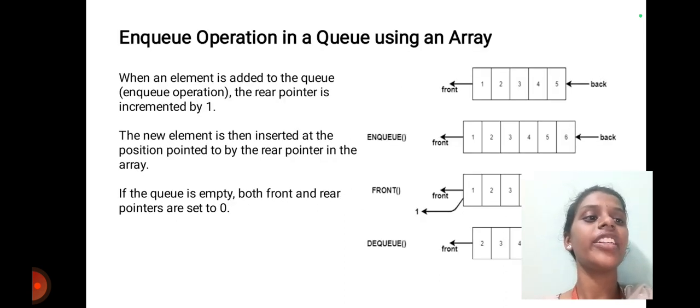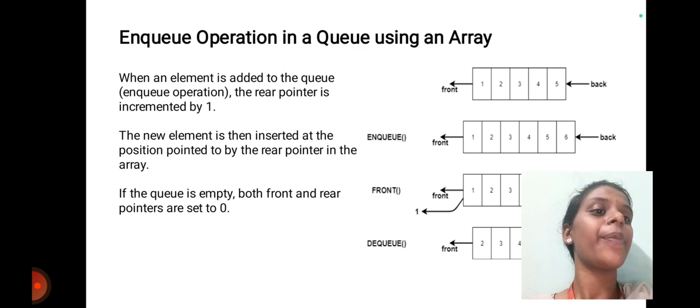Enqueue operation in a queue using an array. When an element is added to the queue, enqueue operation, the rear pointer is incremented by 1. The new element is then inserted at the position pointed to by the rear pointer in the array. If the queue is empty, both front and rear pointers are set to 0.